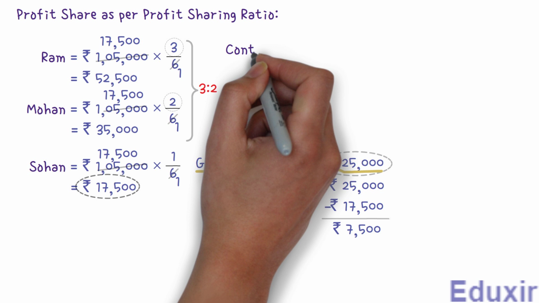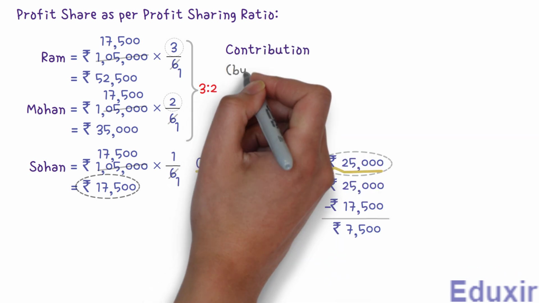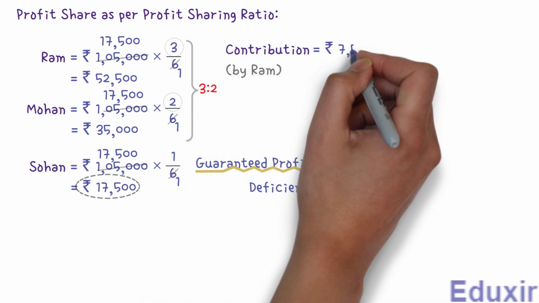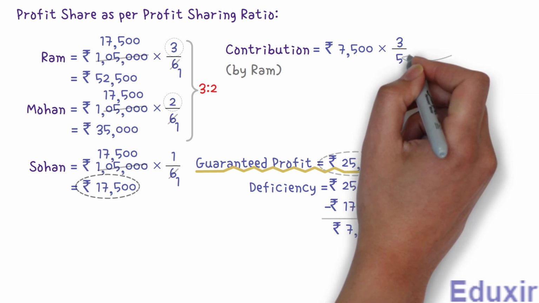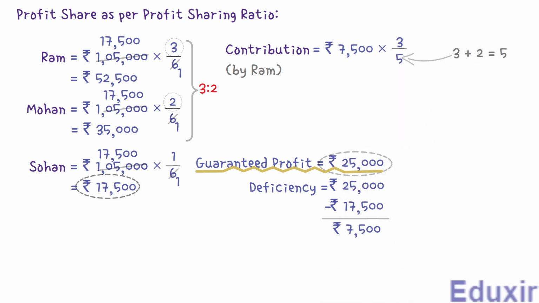Now, the contribution by the partner Ram is equal to the deficiency amount of 7,500 rupees multiplied with his deficiency sharing ratio of 3 upon 5. Note here that this denominator is 3 plus 2 equal to 5. It's not 6. Note this point. Now, cancelling with 5, 5 ones are 5, 1,500 are. Now, if we multiply the remaining 1,500 rupees and 3, we get 4,500 rupees. This is the contribution by the partner Ram to the deficiency in the partner Sohan's profit amount.